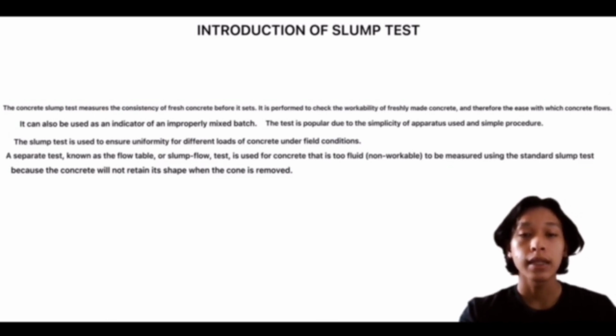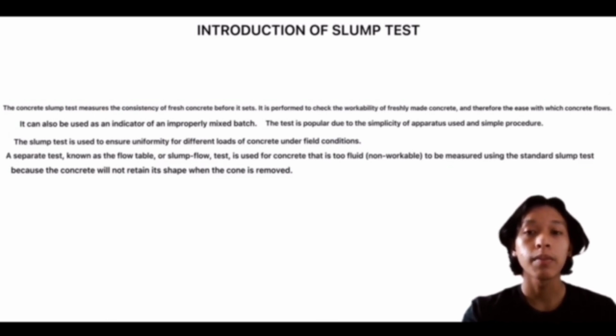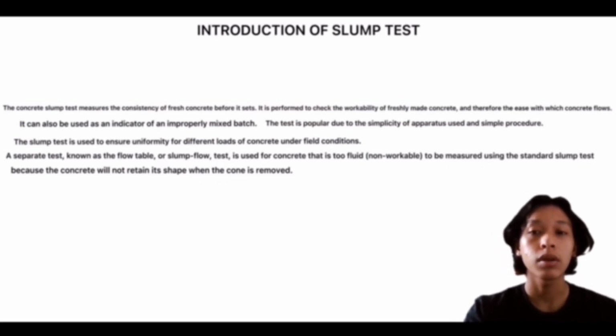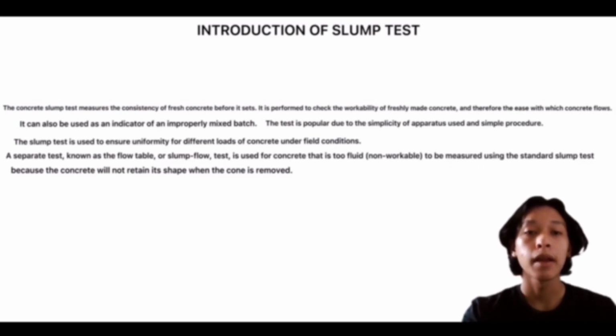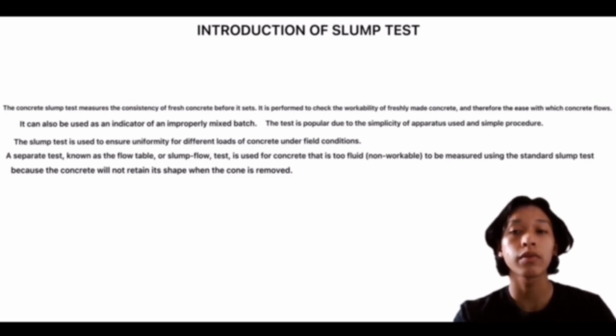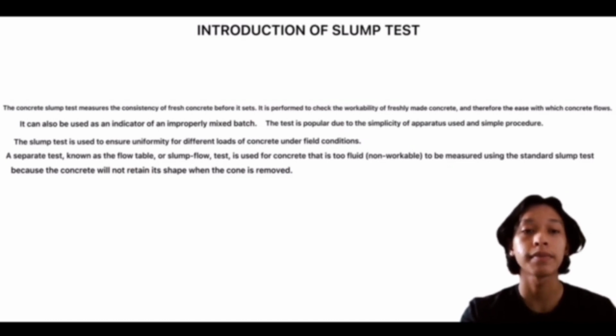The concrete slump test is used for the measurement of a property of fresh concrete. The test is an empirical test that measures the workability of fresh concrete. More specifically, it measures consistency between batches. The test is popular due to the simplicity of the apparatus used and the simple procedure. The slump test is used to ensure uniformity for different loads of concrete under field conditions.